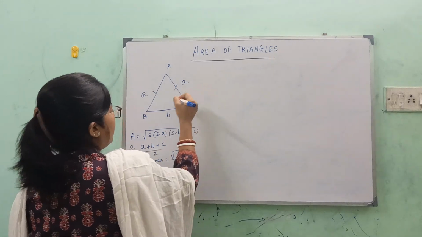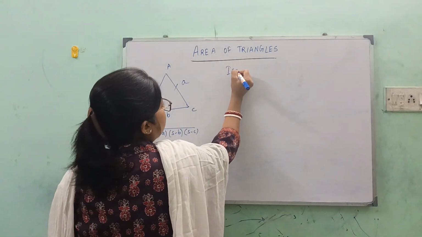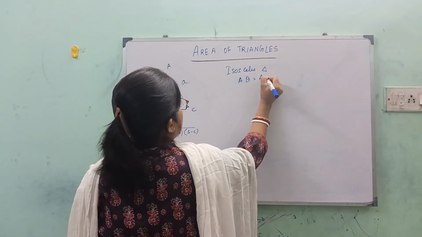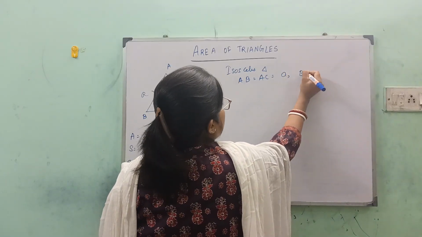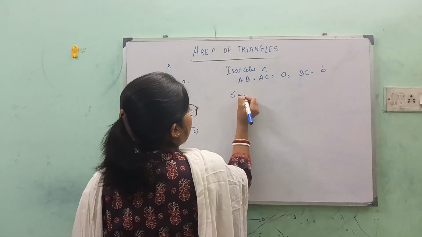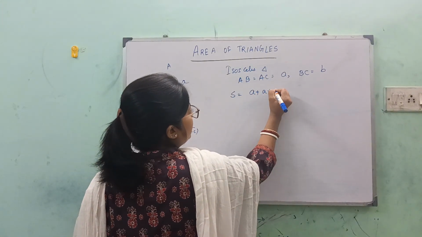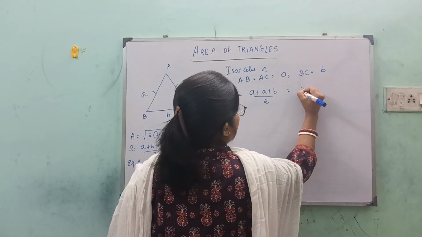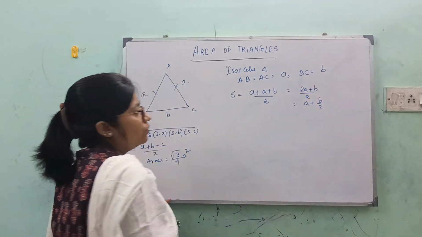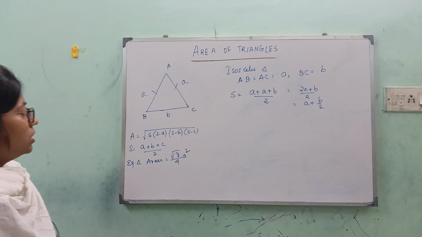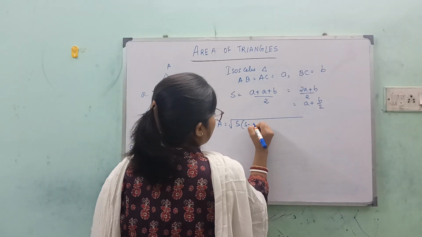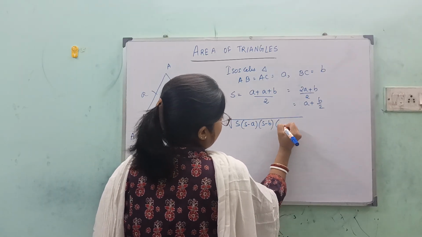Alright, so let's take an isosceles triangle where AB is equal to AC is equal to A, and BC we are taking as B. Again going by Heron's formula, what will be the semi-perimeter? A plus A plus B by 2, that means 2A plus B by 2, which means A plus B by 2. This is the semi-perimeter. Now going to the formula for area, this becomes the square root of S into S minus A, S minus B, S minus C.